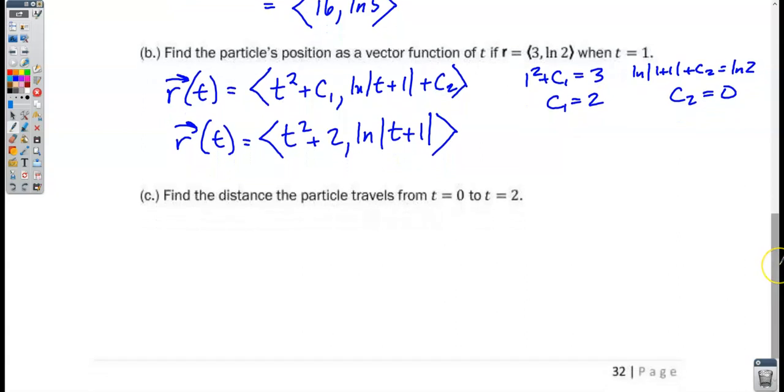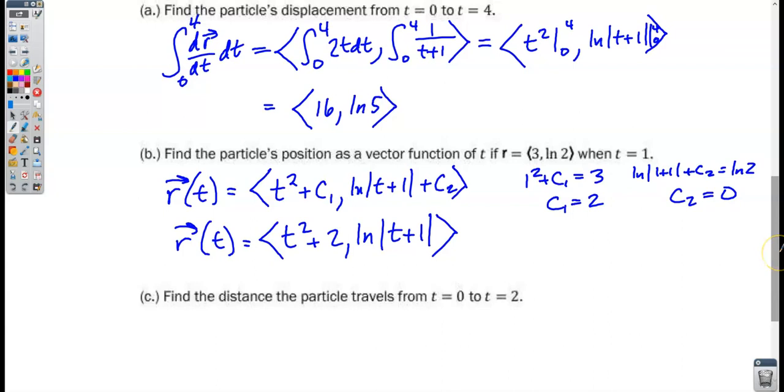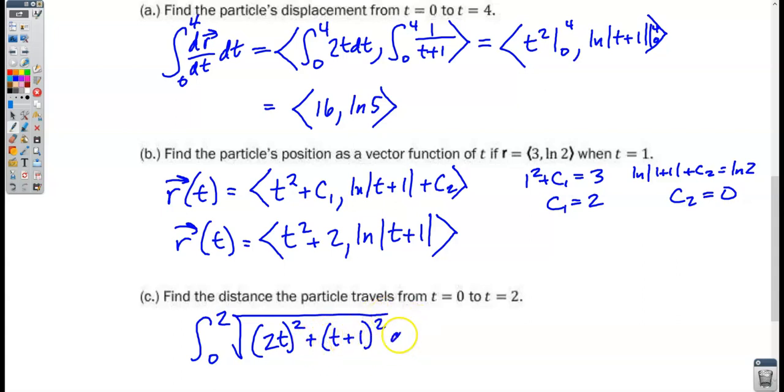And then, lastly, find the distance the particle travels from t equals 0 to t equals 2. Okay, so I'm going to go ahead and integrate the speed from 0 to 2. The speed function, speed is the magnitude of the velocity, so we're going to use the components of the velocity inside this radical. And there's our setup. Oops. That should be 1 over t plus 1.